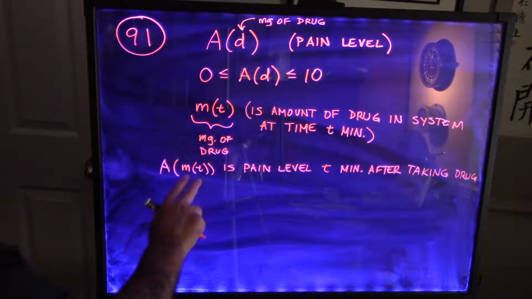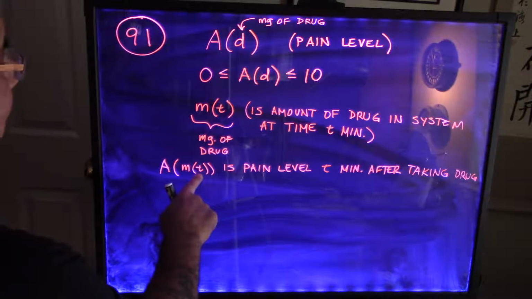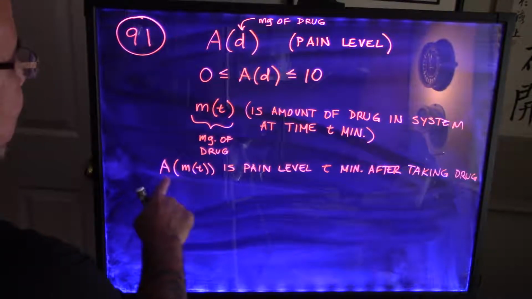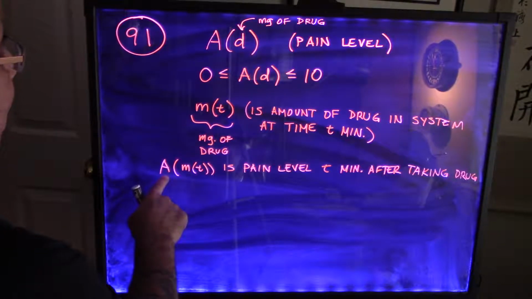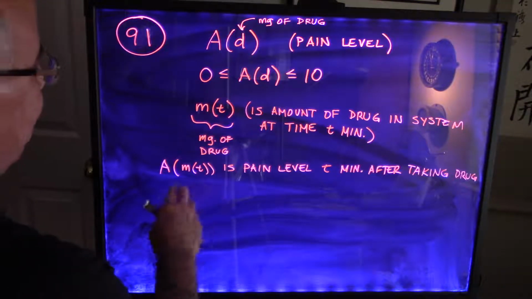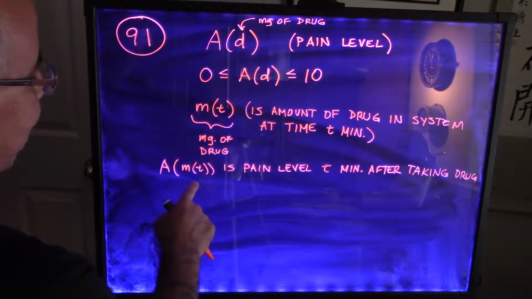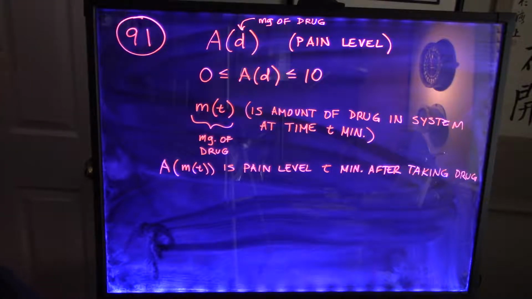So M of T will give you the amount of drug in the system at time T minutes after you take it, and this is in milligrams. And A can handle milligrams, right? A wants milligrams of drug. So A gives you the pain level between 0 and 10. When you form this composite function, you get a new function which will give you the pain level T minutes after you take the drug.